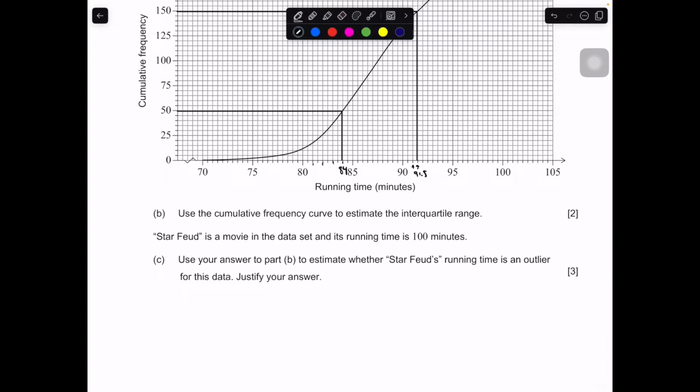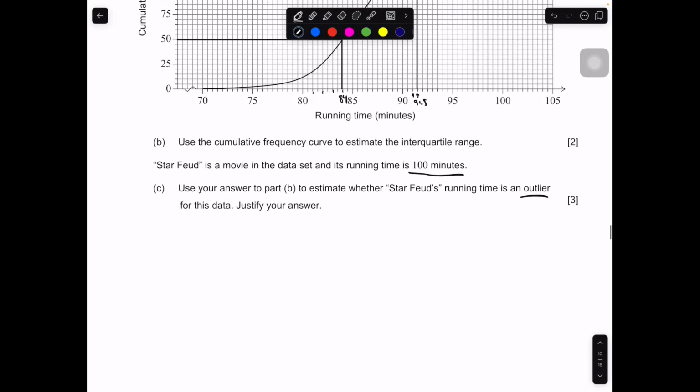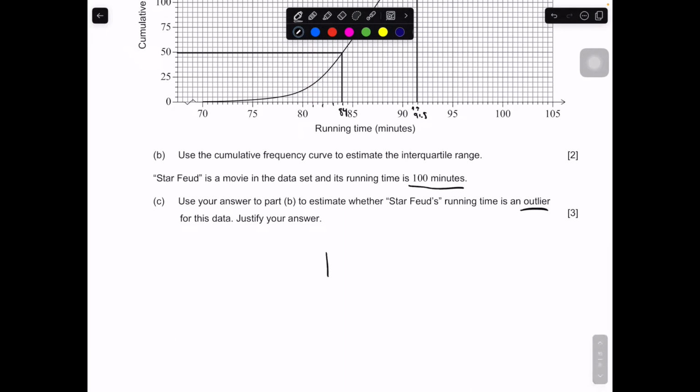And kind of guess what's coming next. Starfeud is a movie in the data set and its running time is 100 minutes. Use your answer to part B to estimate whether Starfeud's running time is an outlier for this data. Okay, so if we have, let's draw one other box and whisker really quick.